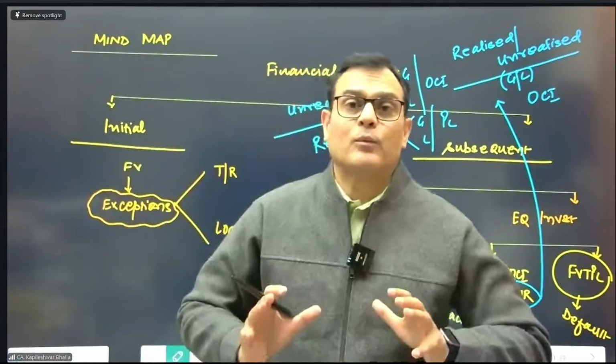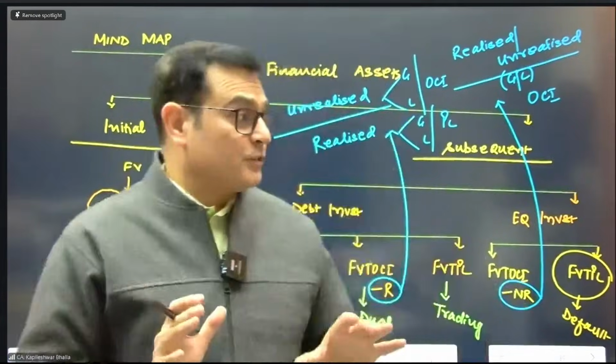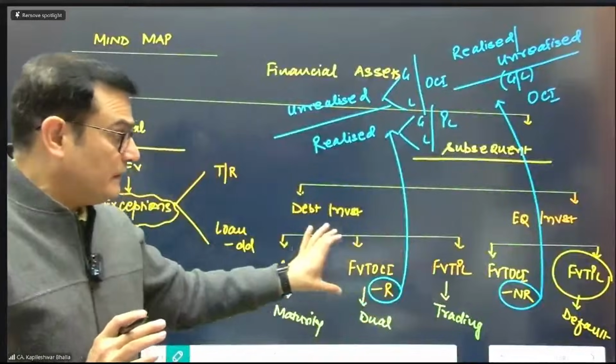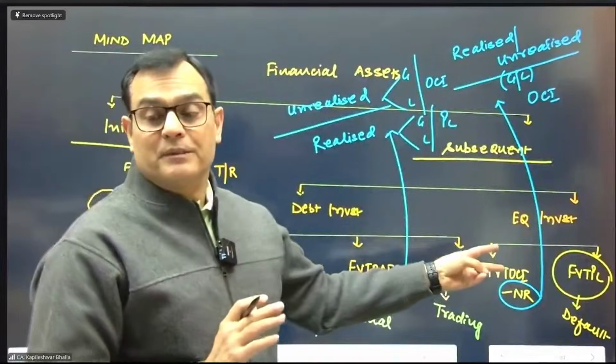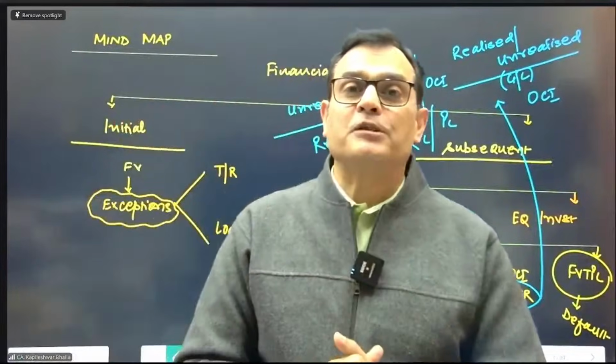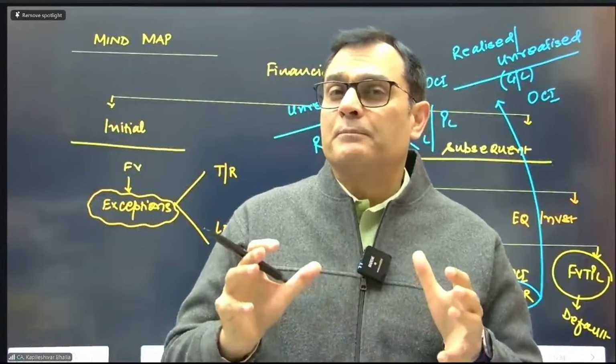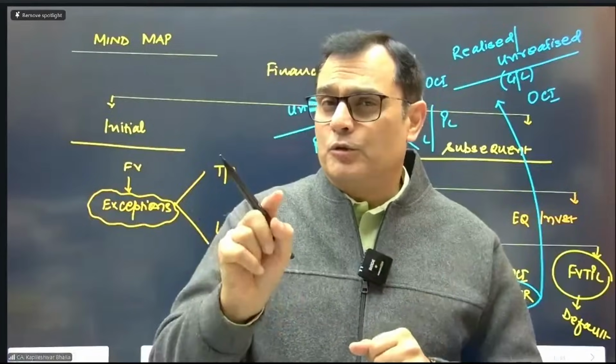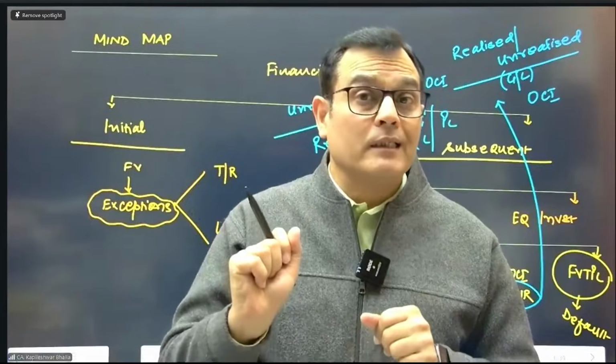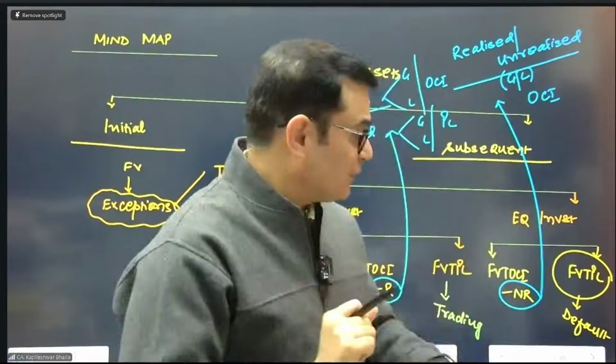So I'm going to go one by one and we're going to do 3 cases. So right now the concentration is on these 3. Then I'll take maybe the same example to run through the FVTPL as well. Then once the base is formed, we're going to create a chart and do some questions in the study material in unit number 2 as well. Let's begin the journey.